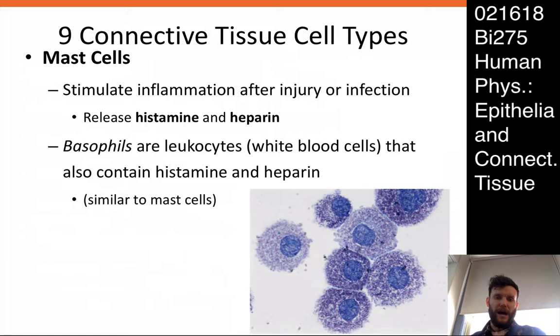Mast cells are not basophils. Basophils are a type of leukocyte or white blood cell that also contain histamine and heparin. For a long time, people thought basophils were mast cells, but they understand now that that is not correct, and there are some subtle differences. They look really similar, and it's hard to tell the difference histologically between the two of them, and functionally there's not a whole lot of difference.